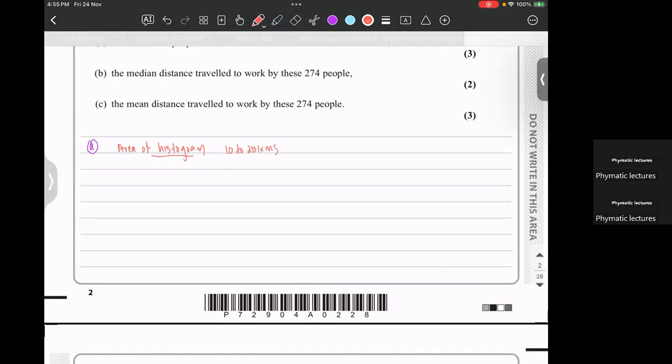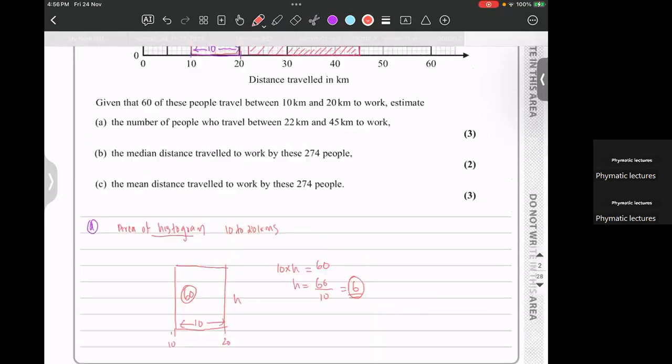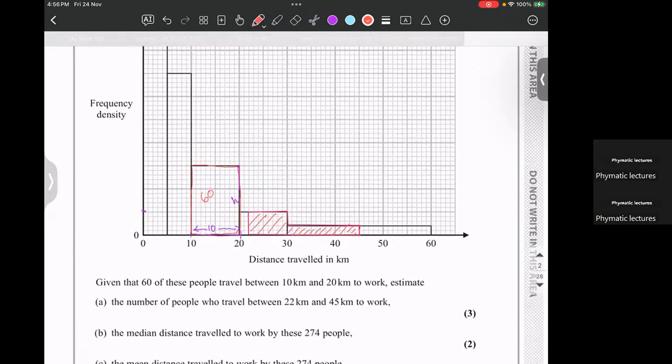Okay, so the height is unknown and the difference between 10 and 20, we know that is 10. And this area, we know that it is 60. So 10 times h represents 60. Therefore, h represents 60 over 10. That means it is 6. So this height is representing 6. This height is actually subdivided into 3 blocks. So this must be 4 and this must be 2.